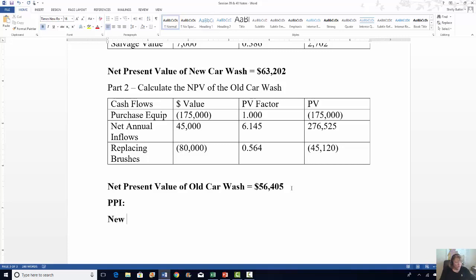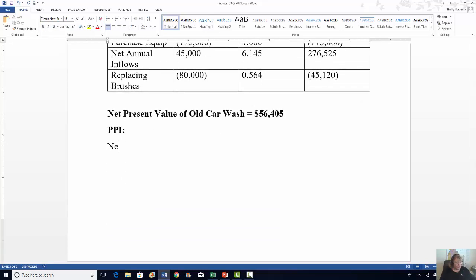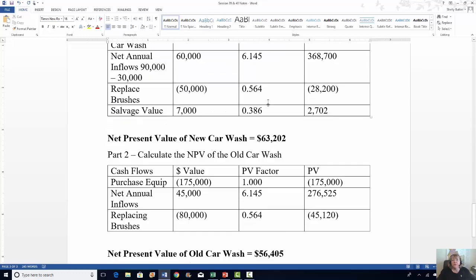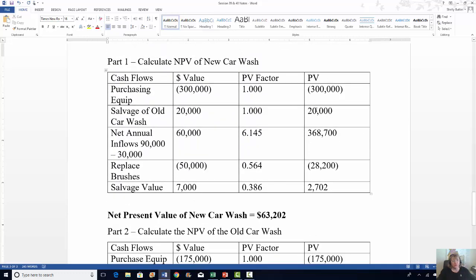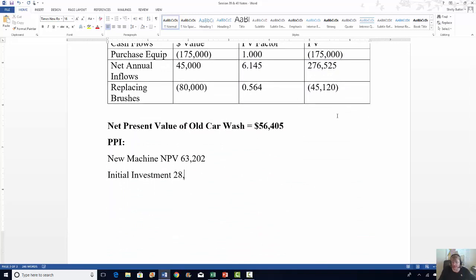The new machine, you have to look at the net present value, right? Net present value, and that's 63,202. And then you want to divide it by the initial investment, which is $280,000 up here. $280,000 because we are taking this purchase price and we got the salvage value, so it's actually 280 and not 300,000.